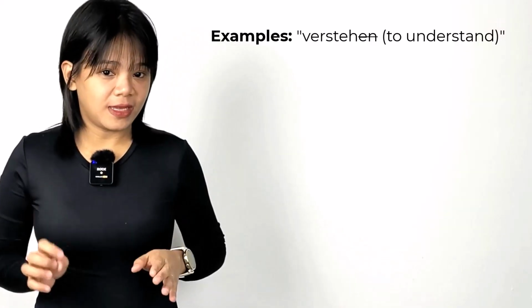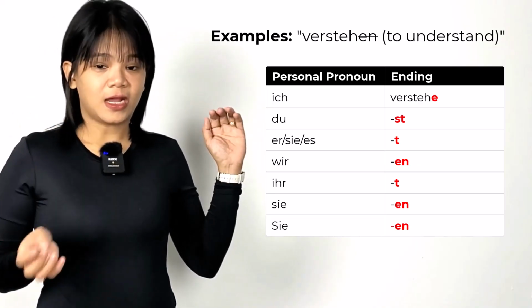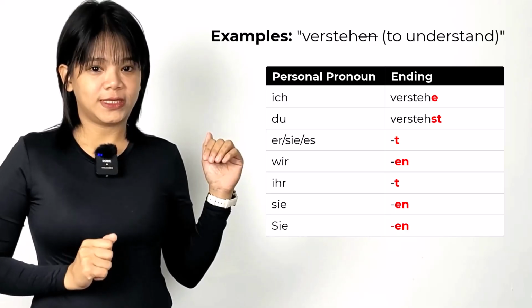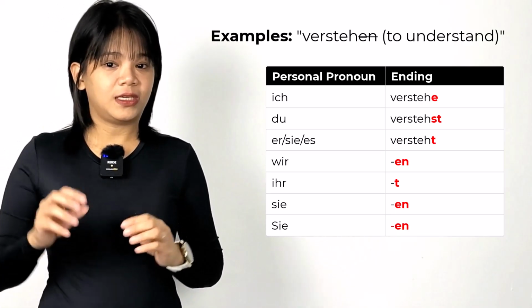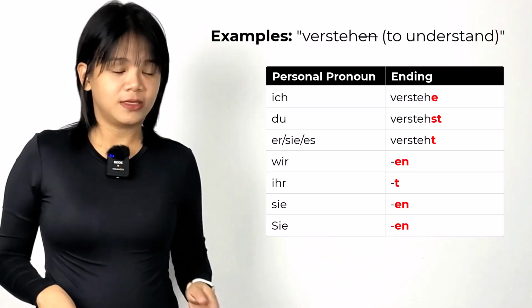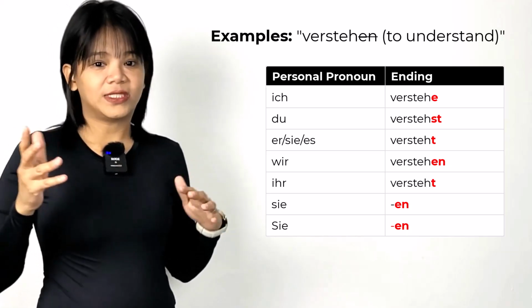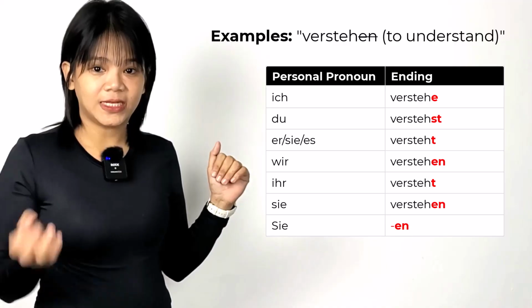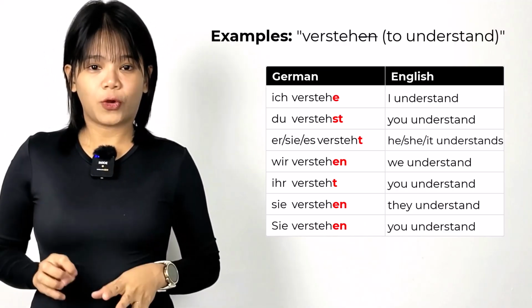Example with verstehen. Remove the en and add the endings. Ich verstehe, I understand. Du verstehst, you understand, singular. Er, sie, es versteht, he, she, it understands. Wir verstehen, we understand. Ihr versteht, you understand, plural. Sie verstehen, they understand. Sie verstehen, you understand, formal.